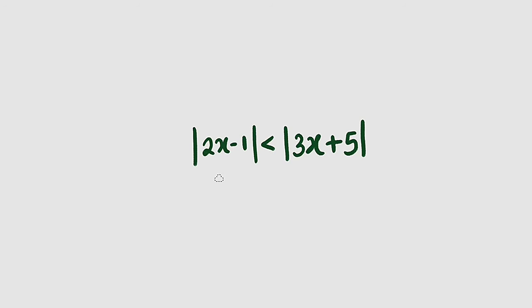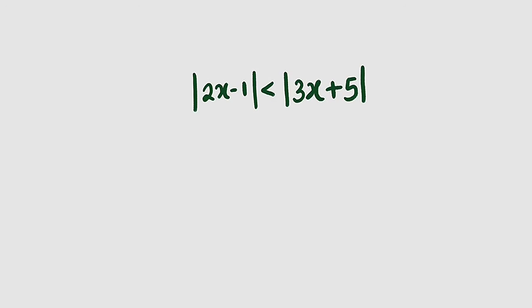Today we have another problem, which is the absolute value of 2x minus 1 less than the absolute value of 3x plus 5. Let's start with the first method. In the first method, we are going to find the zeros of these two functions. Let's start with the first one.